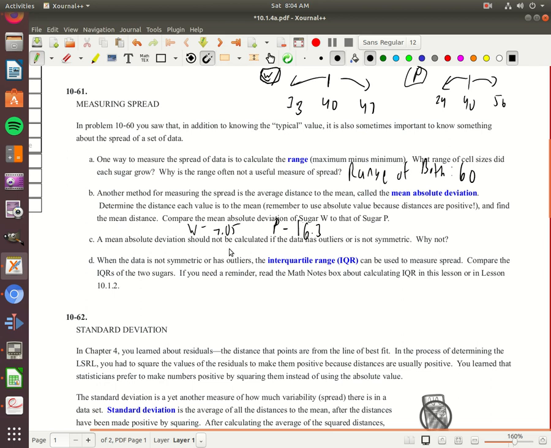So mean absolute deviation should not be calculated if the data has outliers. Well, here's why. Because if it has an outlier, we should use the median. And if data has an outlier, we should not use the mean. Well, you calculate the mean absolute deviation using the mean. Well, if we already weren't using the mean, why would we use the mean absolute deviation, right? We would use the median. And if we use the median, then we should be using the interquartile range. So if you remember, the interquartile range is part of the box and whisker plots that we've already calculated.